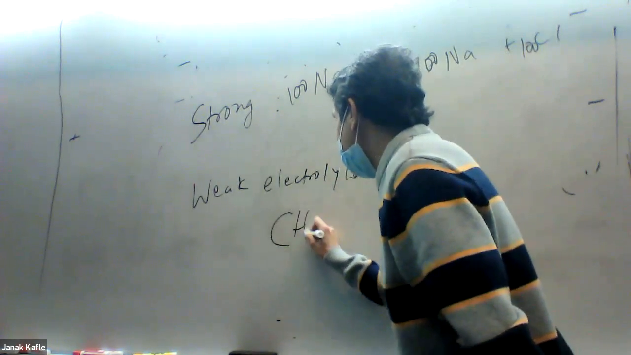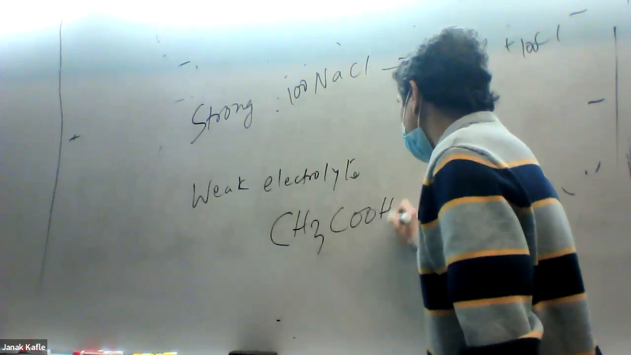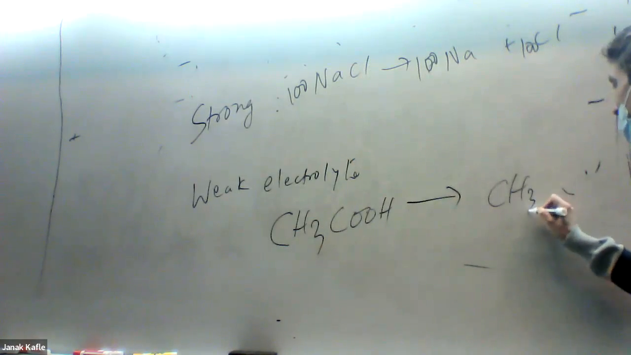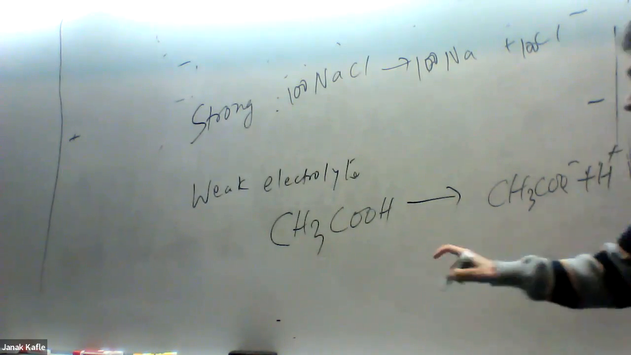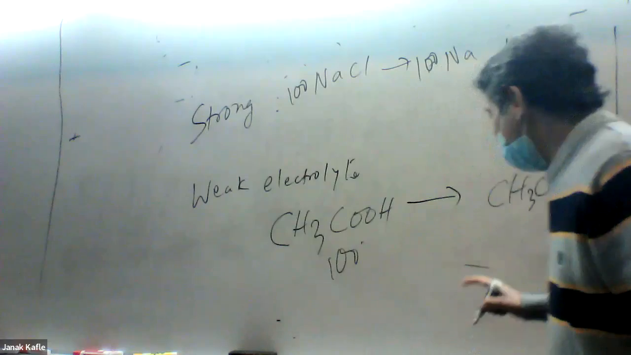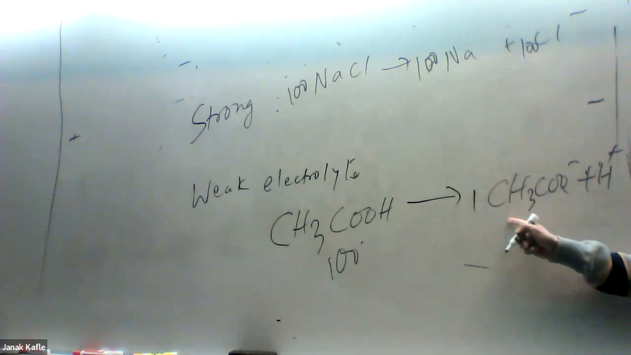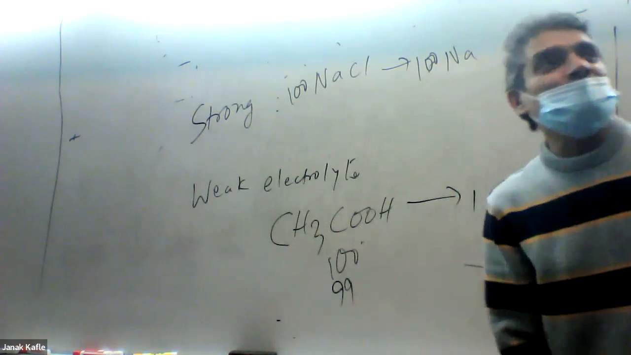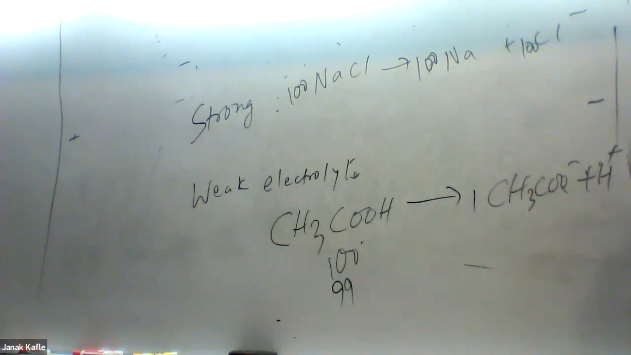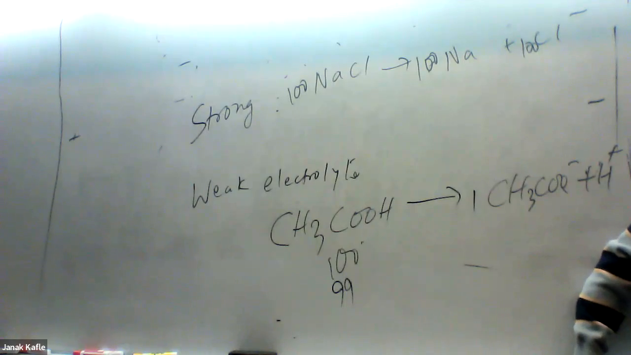Again, now look here, CH3COOH. I already told you. So if I put this in water, out of 100 particles here, if you start with 100 particles, only one particle is being formed into ions, right? 99 particles are still not broken. So this kind of electrolyte is called a weak electrolyte. Everybody got that?